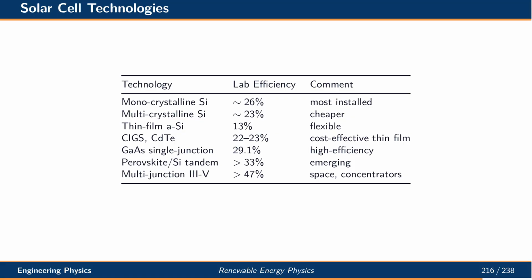Several solar cell technologies are in use. Monocrystalline silicon is the most widely installed, with lab efficiency around 26%. Multicrystalline silicon is cheaper, at about 23%. Thin film amorphous silicon achieves about 13% and is flexible.